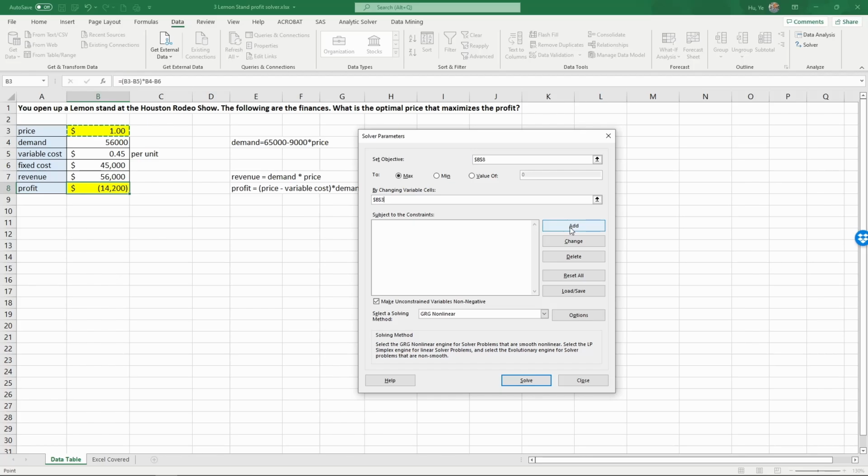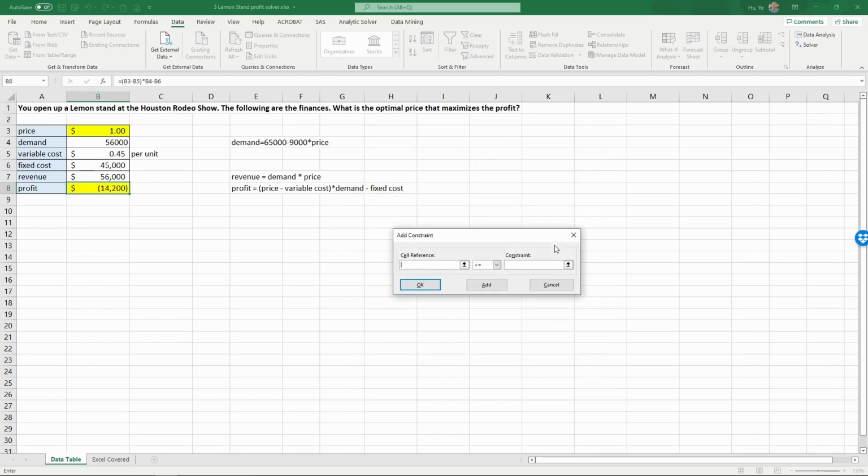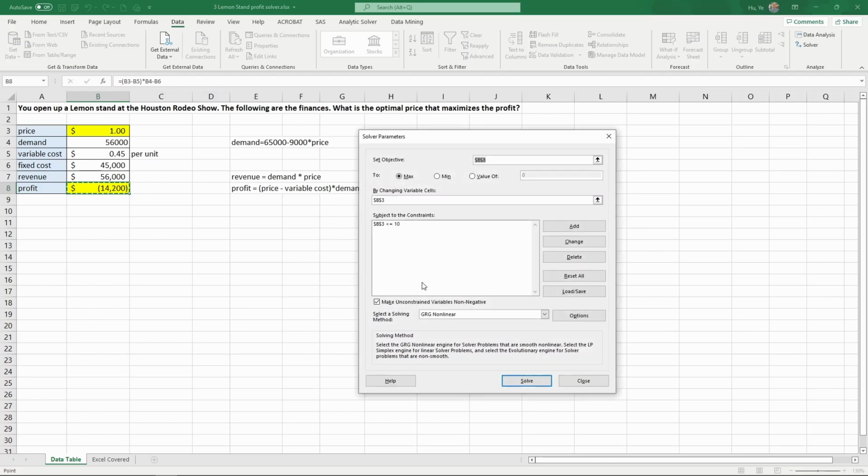We really know very little about what the upper bound of the price is, but we could just set a relatively high boundary. Let's say we know that if we set the price of $10 or above at a rodeo show, this lemonade price is probably too much. So we can add a constraint, and the constraint is on these values of price. So we know $10 is too much. So the cell reference of price should be, and the options are less than or equal to, equals to, larger than or equal to, being integer, being binary, or being all different. And for us, we just stick with less than or equal to, and we know 10 is too much, so definitely it would be less than or equal to $10. And click OK.